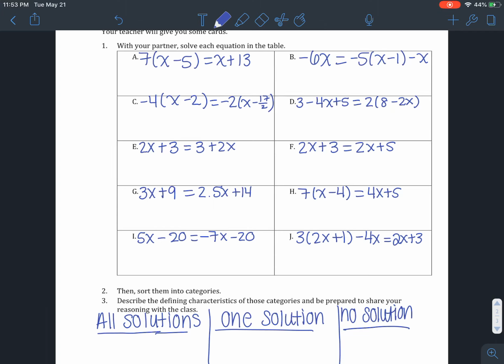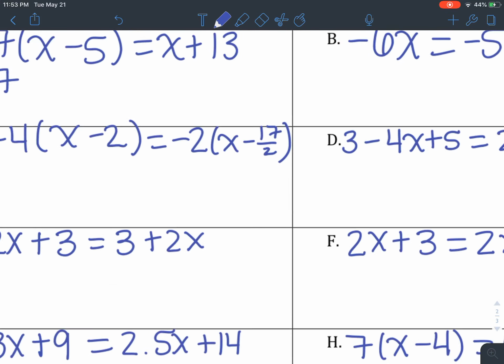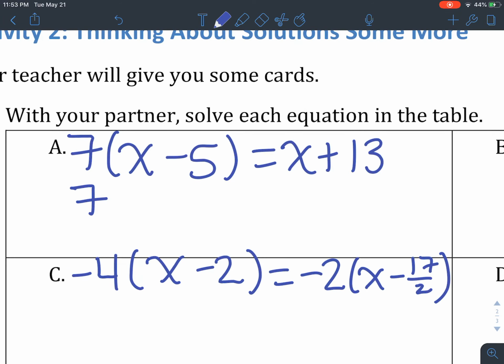All right, so the first one, we have letter A. So we're going to use the distributive property. I'm going to zoom into letter A so you can see it a little bit better. Okay, so I'm going to multiply 7 times x. So it's going to be 7x minus 35 equals x plus 13.